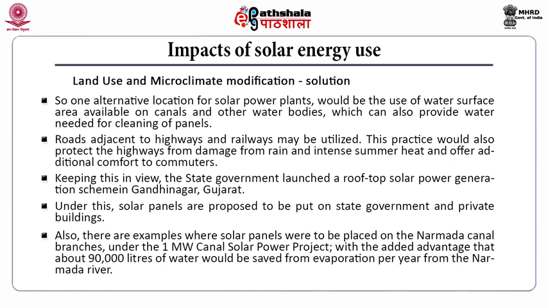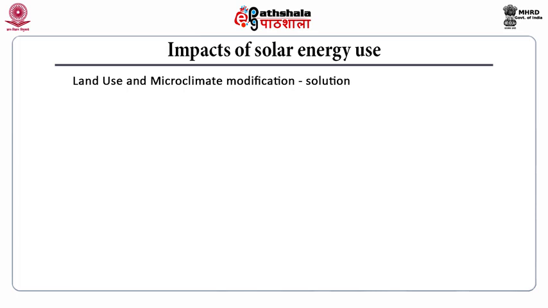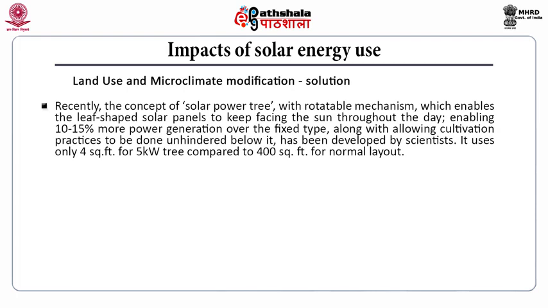Also, there are examples where solar panels were to be placed on the Narmada Canal branches under the 1 megawatt canal solar power project, with the added advantage that 90,000 liters of water would be saved from evaporation per year from the Narmada river. Recently, the concept of solar power tree with rotatable mechanism enables the leaf-shaped solar panels to keep facing the sun throughout the day, enabling 10 to 15% more power generation over the fixed type, along with allowing cultivation practices without any hindrance. It uses only 4 square feet for 5 kilowatt tree compared to 400 square feet for normal layout.